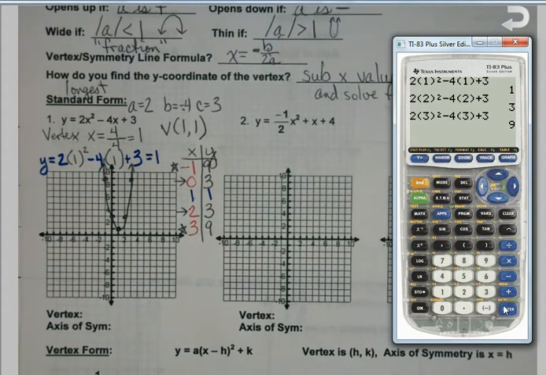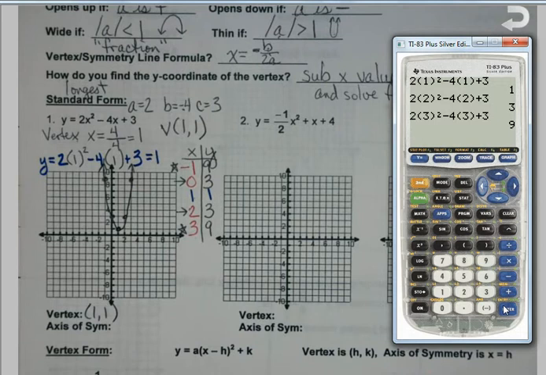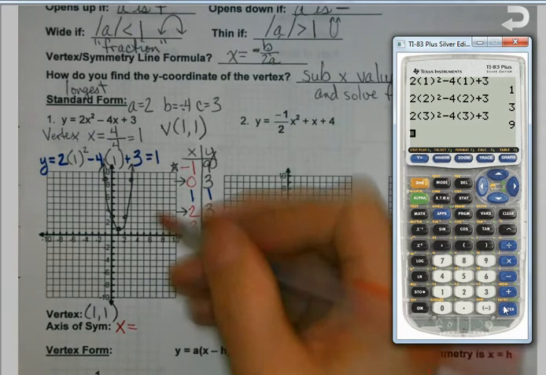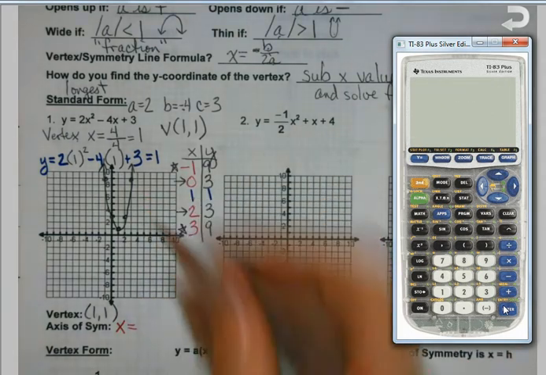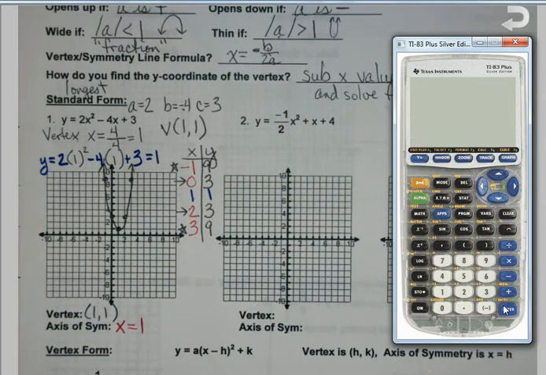Okay, so my vertex, I already did that up above, but I'll just rewrite it here, is 1, 1. But then you see what's below it. You're like, what's this stuff? Axis of sym stands for axis of symmetry. Here's the easy part about it. It's always going to be x equals because it's always a vertical line. And it's always going to be the x value of my vertex. So once I know what the vertex is, I know what the axis of symmetry is.